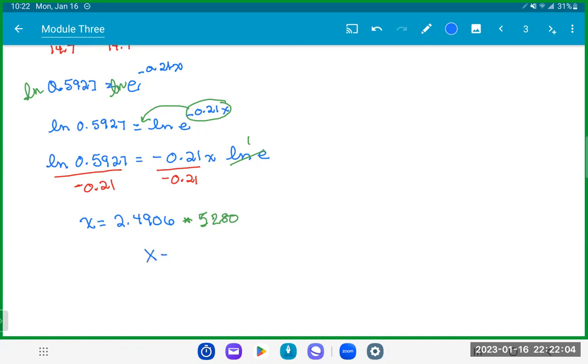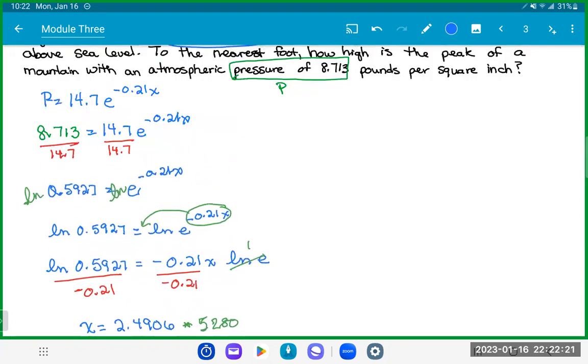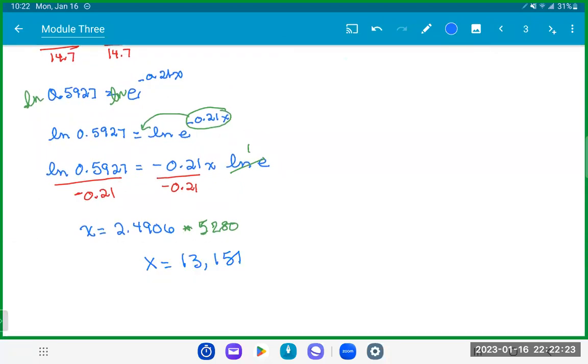So x equals 13,151, and that is going to be feet. What that tells us is the peak of the mountain with an atmospheric pressure of 8.713 pounds per square inch is going to be 13,151 feet high.